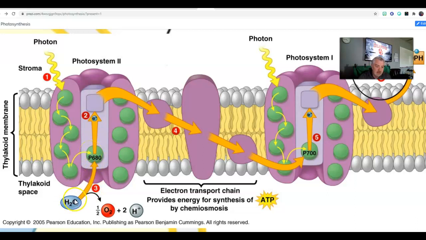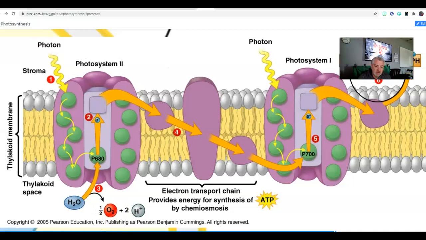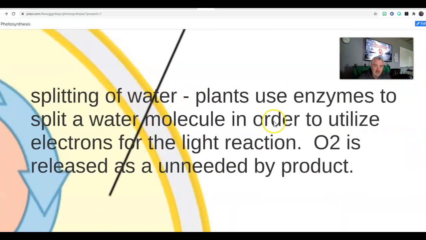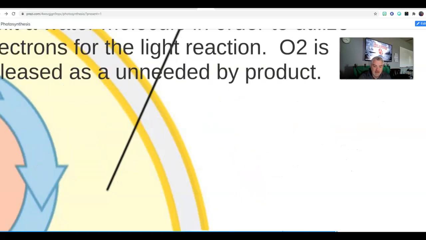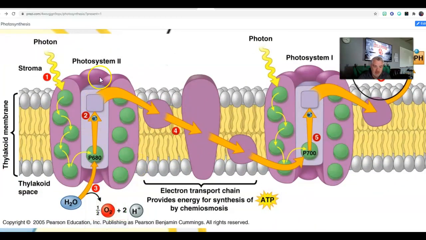And during the splitting of that water molecule, plants use enzymes to split a water molecule in order to utilize electrons for the light reaction. And then oxygen is going to be released as an unneeded byproduct of that splitting of the water. So once those electrons get excited and they go up to the top of this primary electron acceptor, they're going to go down an electron transport chain.